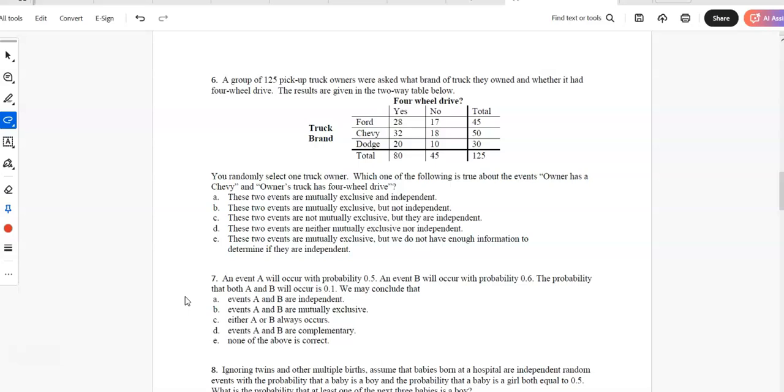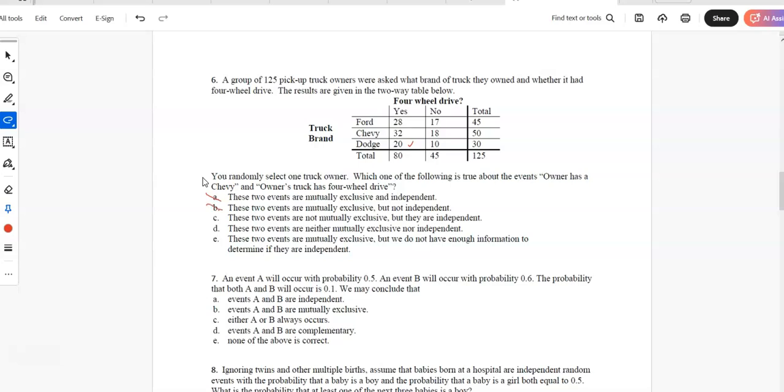So you randomly select an owner who has a Chevy and has a 4-wheel drive. So that would be 32. I don't think I have to do this. I didn't look at the answers. Okay, so maybe I should read the question. Which of the following is true about the events? Okay, are those mutually exclusive? Well, if you look at that, that's not 0, so that can't be it.